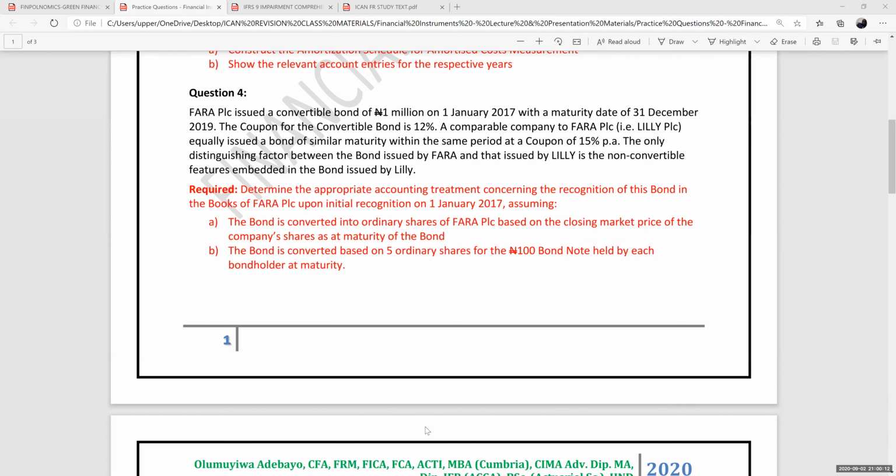Furthermore, you are required to determine the appropriate accounting treatment of this bond in the books of Fire PLC upon initial recognition on 1st of January 2017, assuming A, the bond is converted into ordinary shares of Fire PLC based on the closing market price of the company shares as at maturity of the bond, and B, the bond is converted based on 5 ordinary shares for 100 naira bond notes held by each bondholder at maturity.